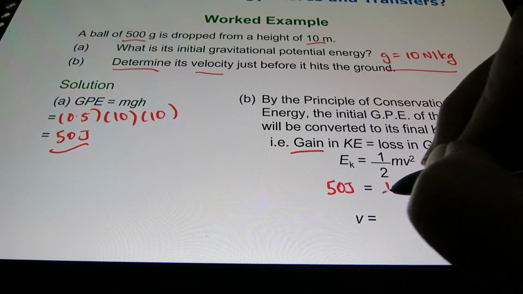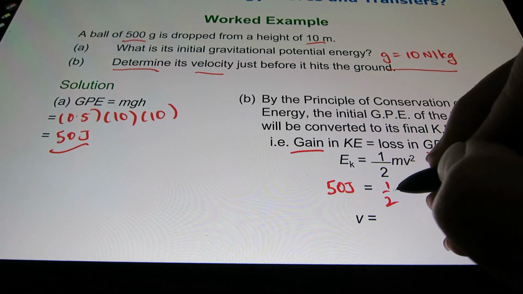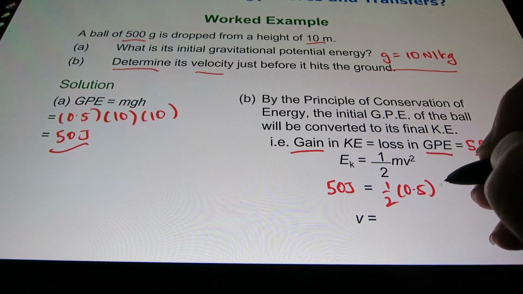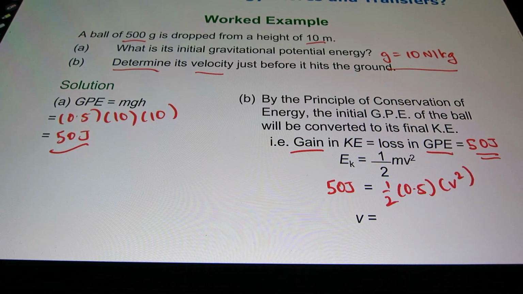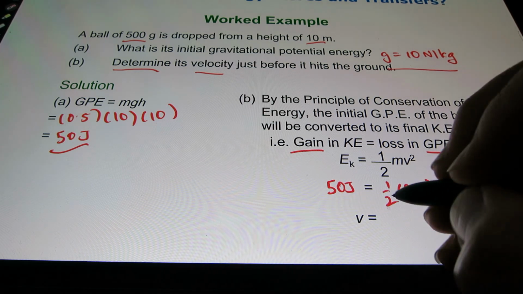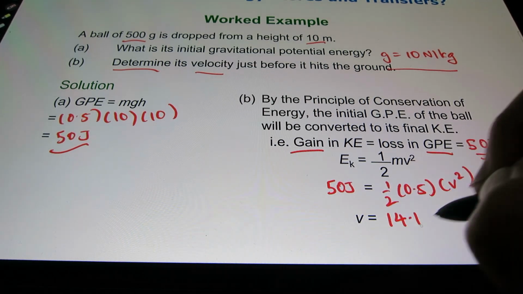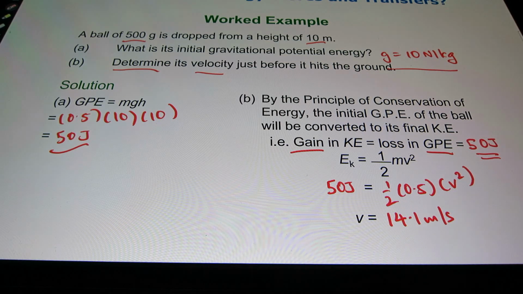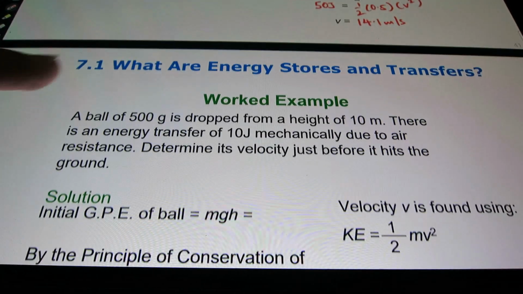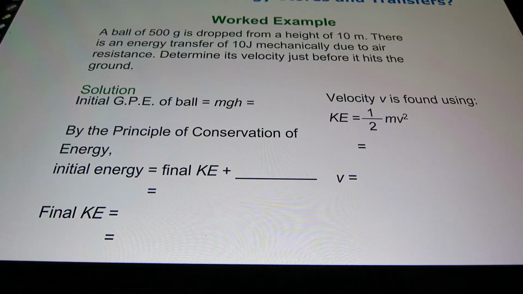And then I just put in the numbers. Mass is 0.5, then v is what I want to calculate, v squared. Just do your algebraic manipulation, and you get the answer 14.1 meters per second. Alright. Okay, we'll practice another question here. Again, pause if you need to. I'll go through the solutions.